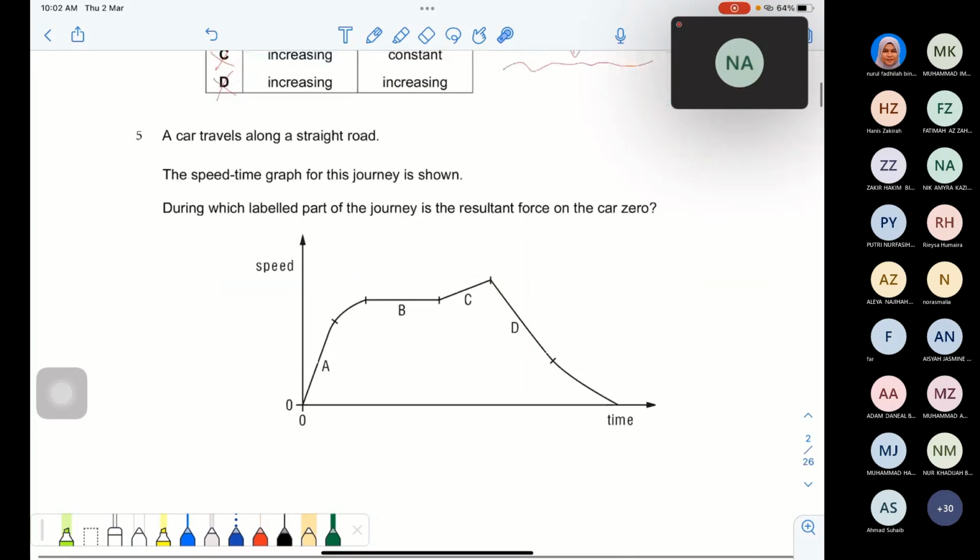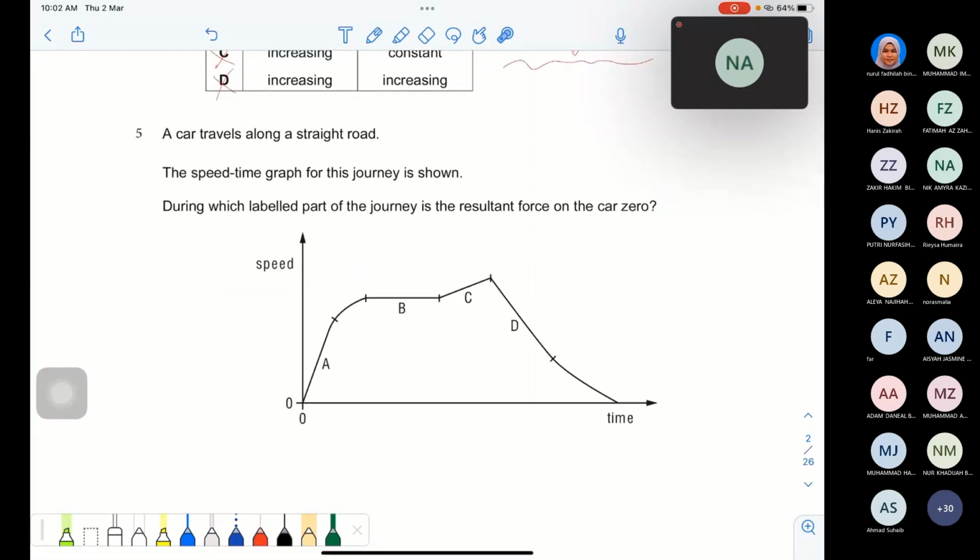Okay, number 5. A car travels along a straight road. The speed time graph for this journey is shown. During which part labeled of the journey is the resultant force on the car zero? Okay, this is now entering the topic of resultant force.